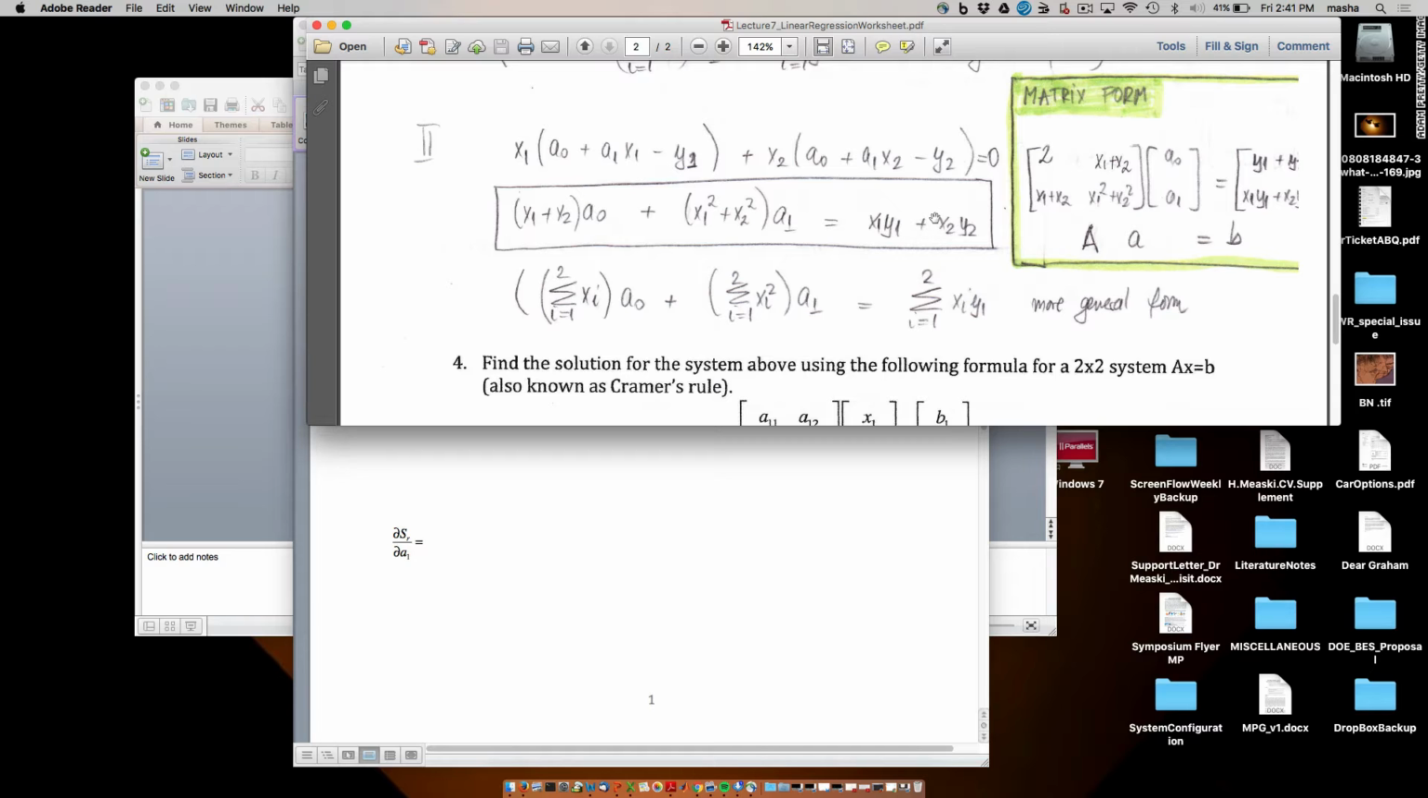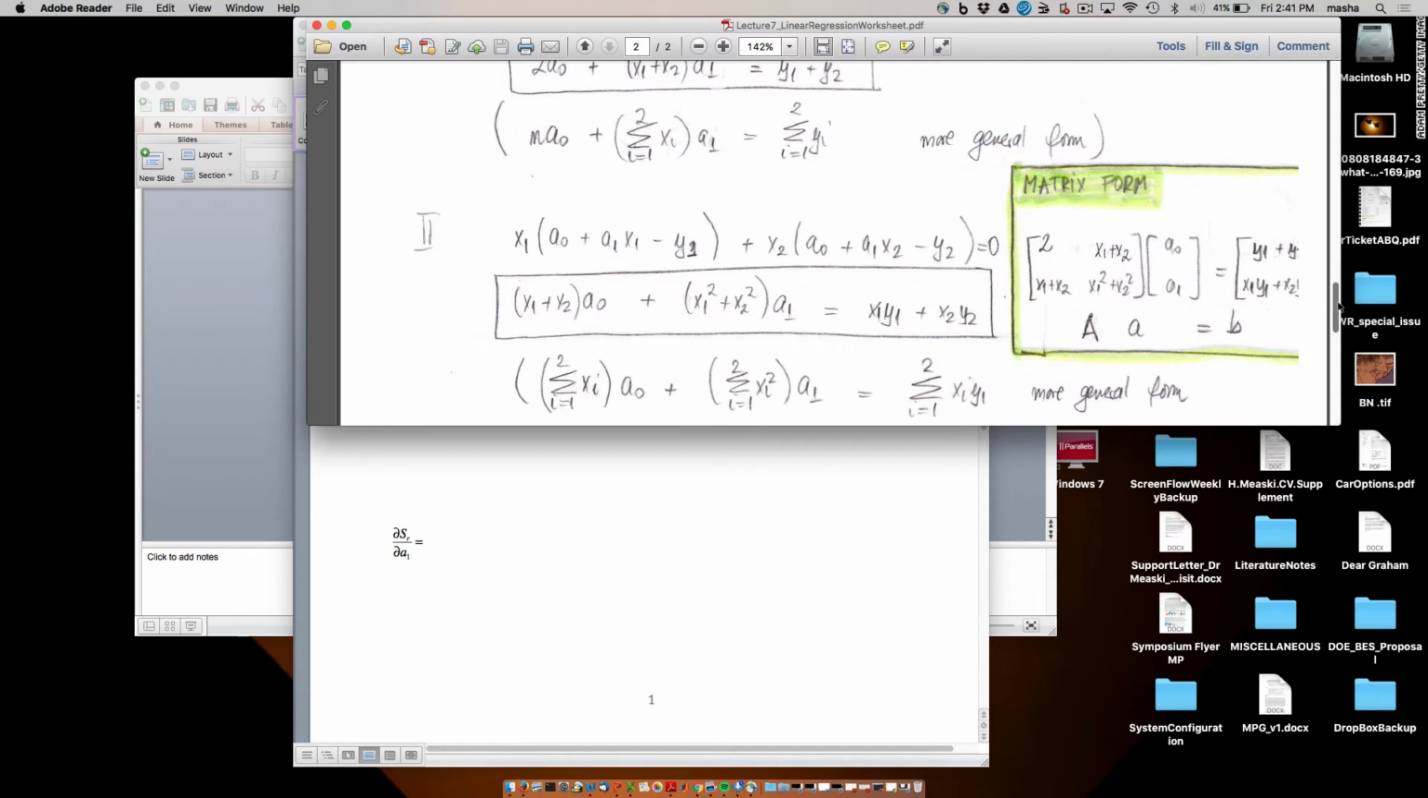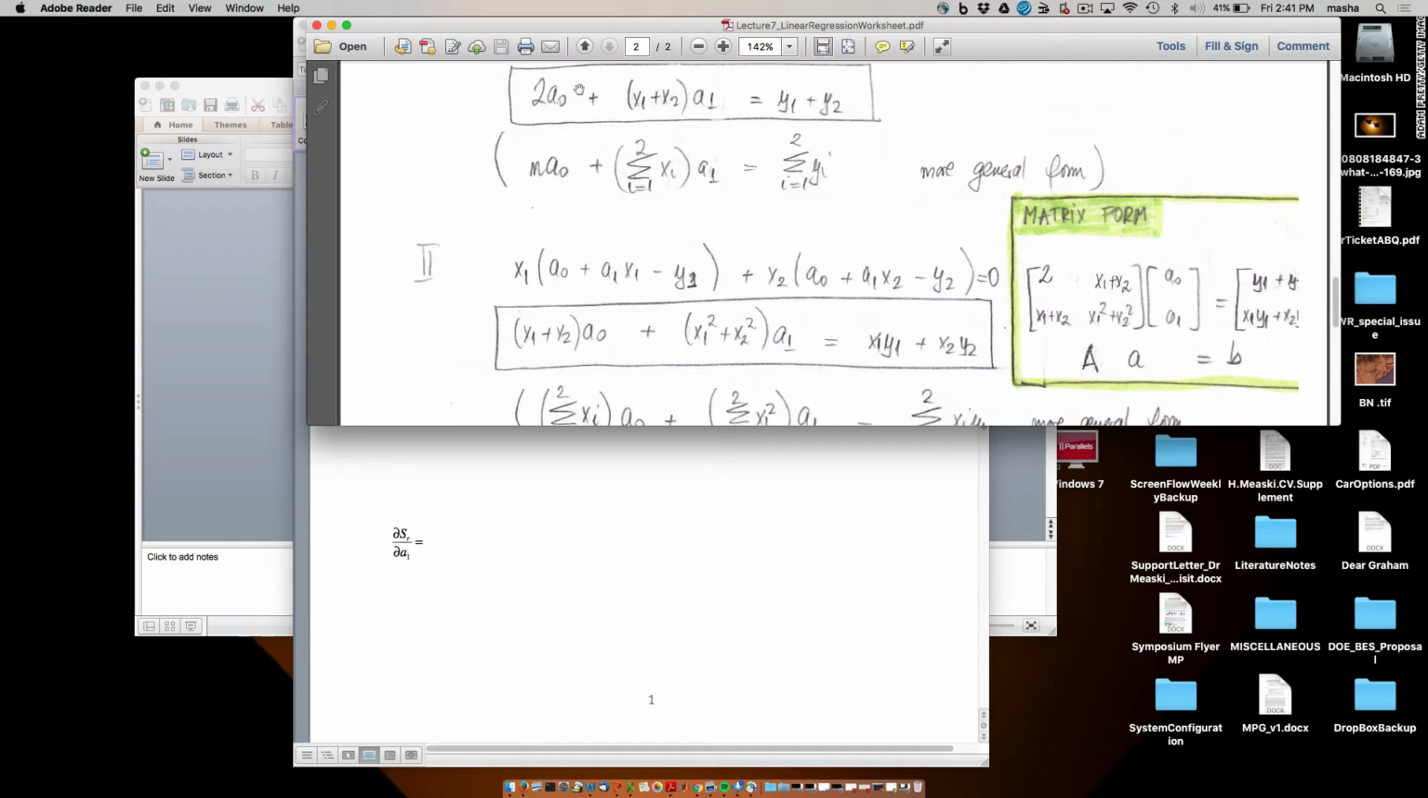If I'm writing that as a linear system, 2, x1 plus x2, that's from my first equation, 2 and x1 plus x2 times A0. So A0, A1 is now my vector I'm looking for. This is x1, y1 plus x2, y2.